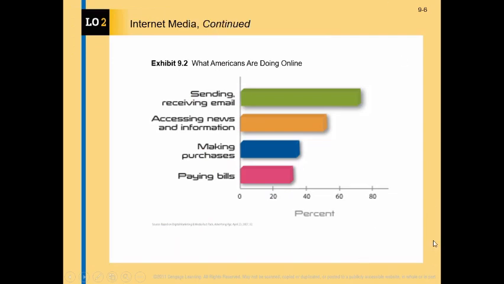It has been demonstrated, there is data that shows that these are the main activities that people do through online technologies, right? We spend most of our time sending and receiving emails, accessing information, news, entertainment, making purchases, paying bills, etc. So this is what we as marketers have to think about.